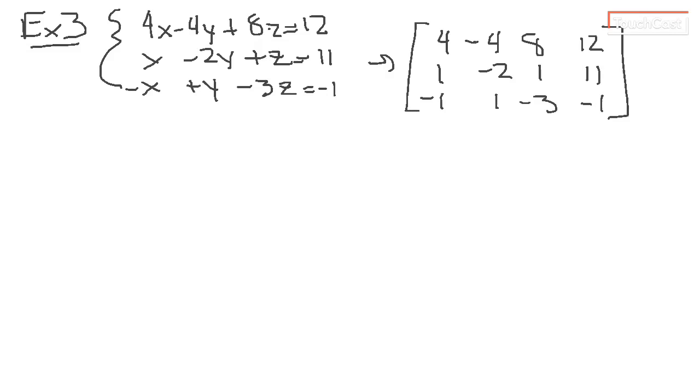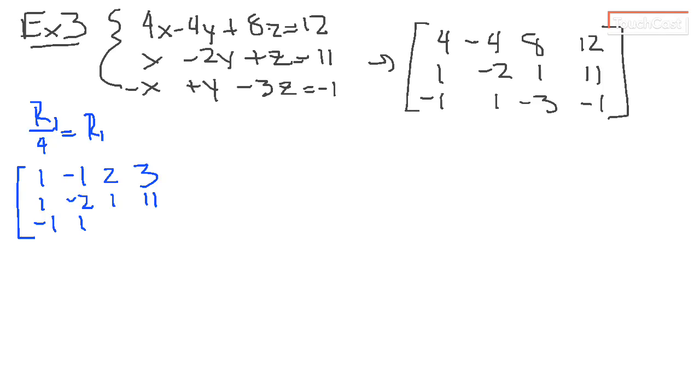Now, here, I'm actually going to start by doing something to that first row, because we want the leading coefficient of that first row to be a 1. So I'm going to take R1, our first row, and divide it by 4 and replace the first row with that. So now my matrix is going to look like 1, negative 1, 2, 3, and my other rows are still the same. 1, negative 2, 1, 11, negative 1, 1, negative 3, negative 1.